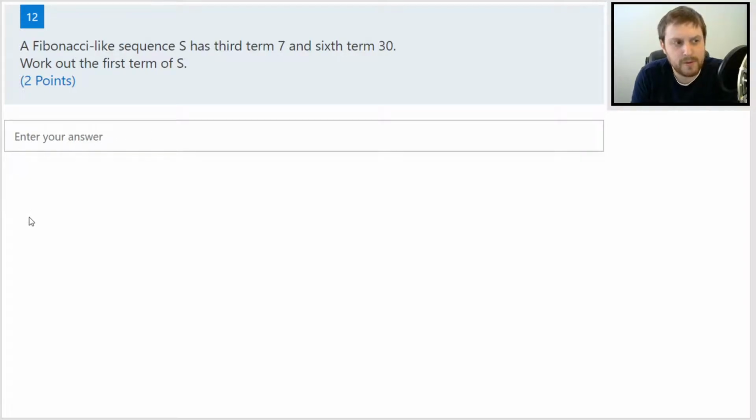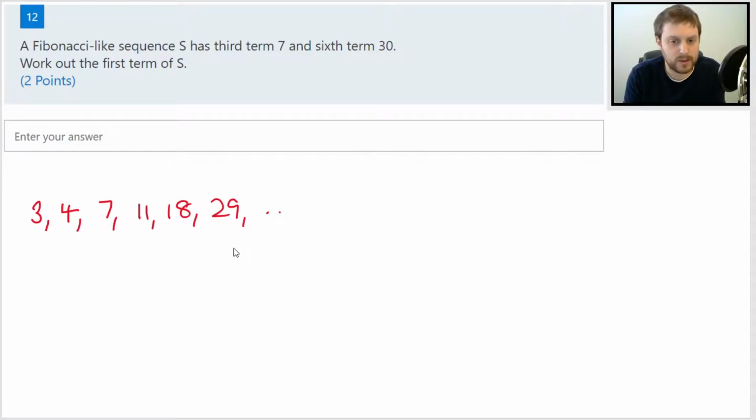You can't just forget your previous learning, okay? So just a reminder on what a Fibonacci-like sequence is. A Fibonacci-like sequence starts with 2 numbers, so maybe it starts 3 and then 4. And then what you do is you add up the previous 2 to get the next one. So 3 add 4 is 7, 4 add 7 is 11, 7 add 11 is 18, 18 add 11 is 29, and then it keeps going like that. So this would be a Fibonacci-like sequence.